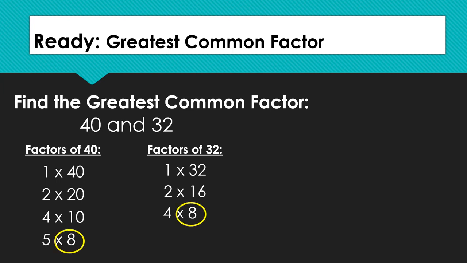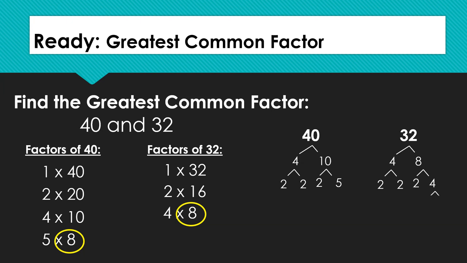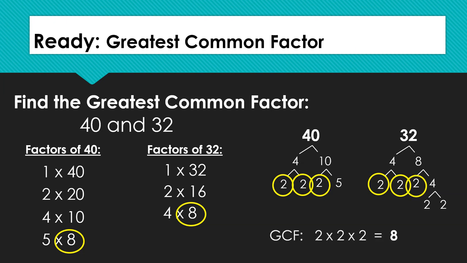We can also use prime factorization by creating factor trees, which lead us to the prime factors of each number. Once we have all the prime factors of each number, we multiply the ones they both have in common to give us the GCF. For a review of prime factorization using factor trees, please refer to the RSG video for Unit 6, Lesson 7.